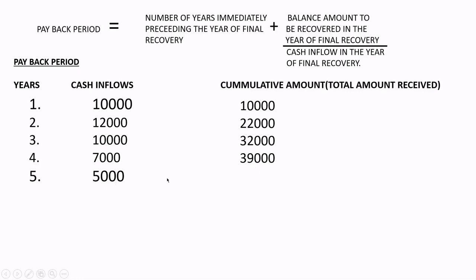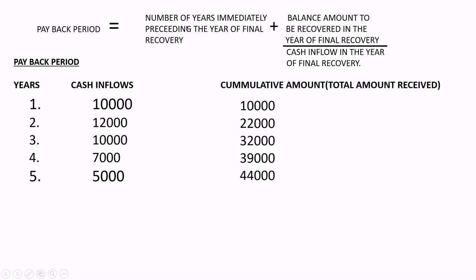In the fifth year, I have received 5,000 rupees as the cash inflow. So my cumulative amount would be 44,000 rupees. How? Simple, 39,000 plus 5,000 is 44,000. So this is all the cumulative amount, and these are the cash inflows. So first of all, for payback period, I will calculate the cumulative amount. Now I can use this payback period formula.